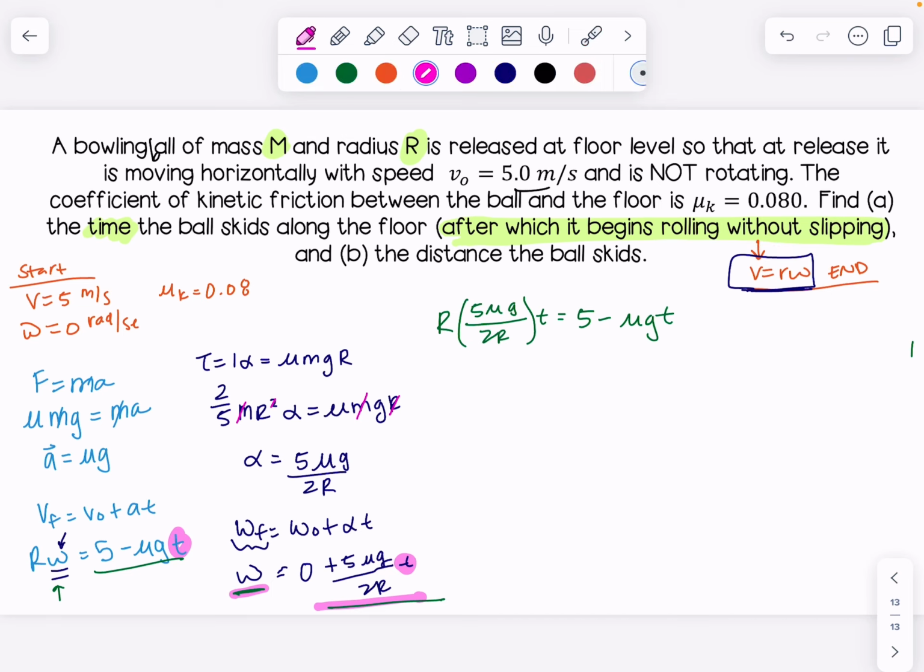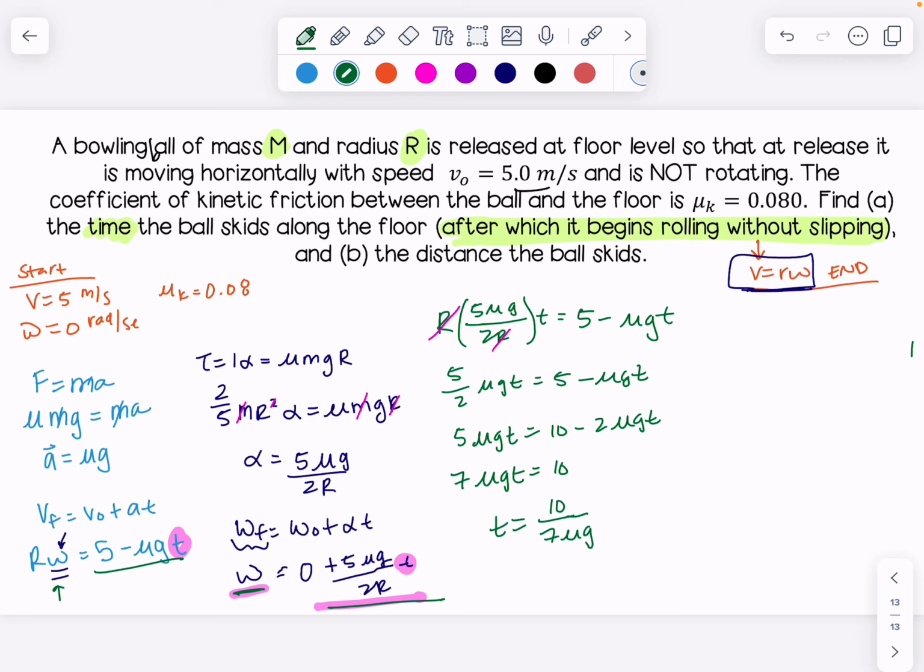So that's what I'm trying to find, is what time makes this statement true. As I come to solve this out, I see that my r's cancel. So now I have 5 halves mu gt equals 5 minus mu gt. In order to get rid of this fraction, I'm just going to multiply everything by 2 because I think it makes it slightly easier. So that gives me 5 mu gt equals 10 minus 2 mu gt. I'm going to add that over. So I get 7 mu gt equals 10. T is equal to 10 over 7 mu g.